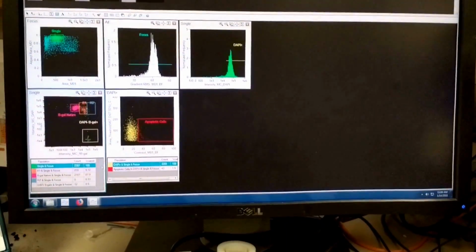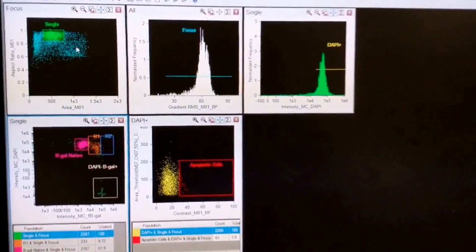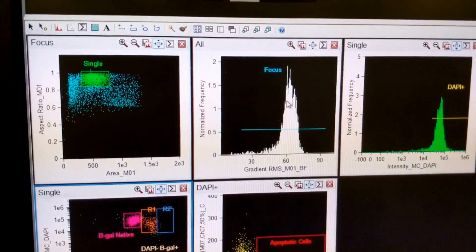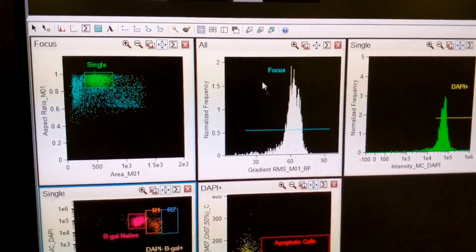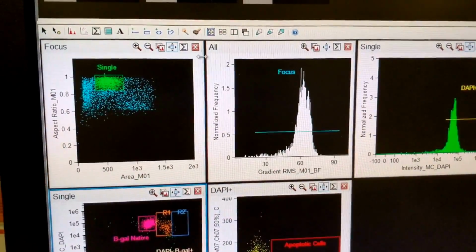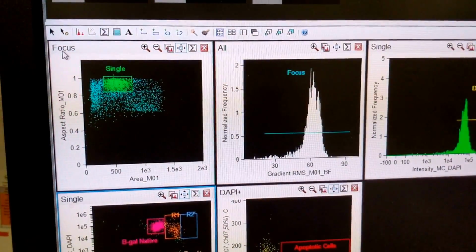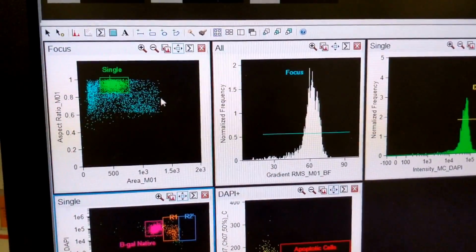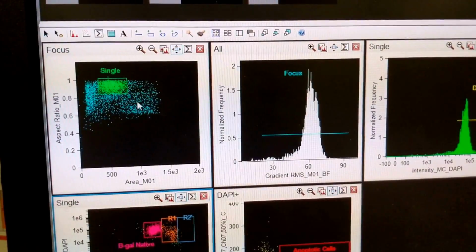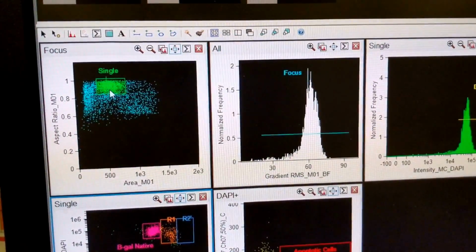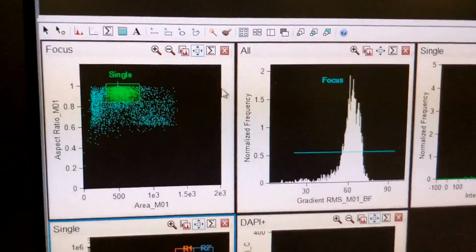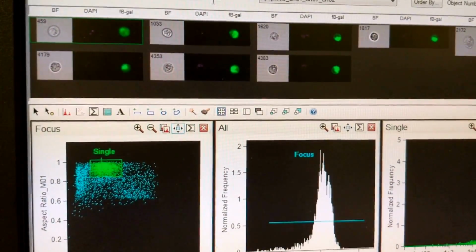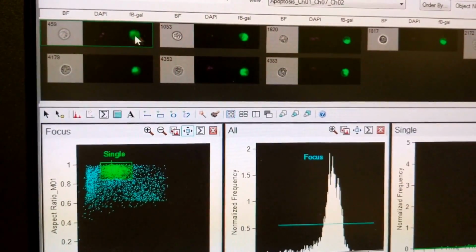Let's take them one by one. So here, these are the control HK2 cells, and we start gating on the focus. These are all cells gated on the focus, and then these are the single cells, and there is a lot of other things. Not that these are not single cells, but here the single cells give me a nice sweet cluster. So I'll stay with that cluster, and after the cluster, this is how the cells look like.